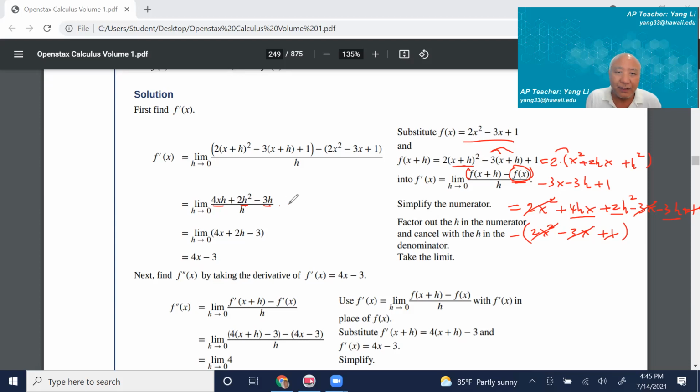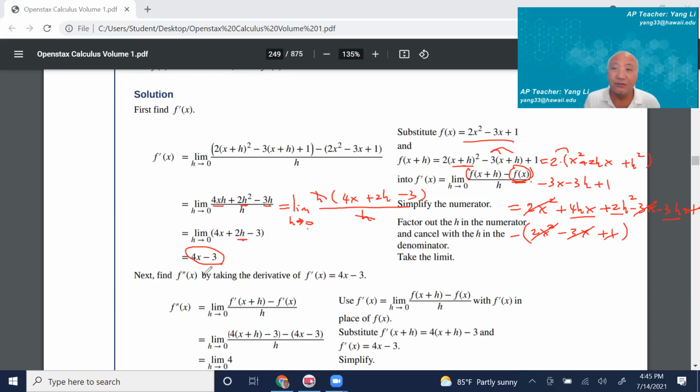Now, right now you cannot put h equals 0, otherwise the numerator and denominator equal 0. That's not good. So what you need to do is factoring, at the limit as h approaches 0. Before you substitute h going to 0, you can factor the h out. So you have 4x plus 2h minus 3, divided by h. You see this h cancels. Then you can plug in h equals 0, and this here is 0. That's why you got this. So this is the first derivative.